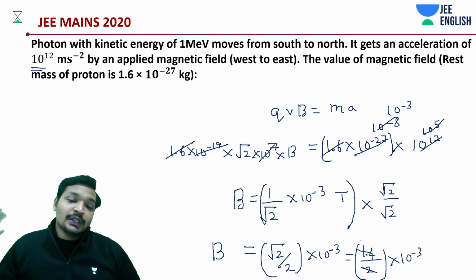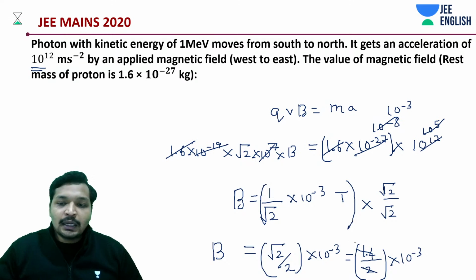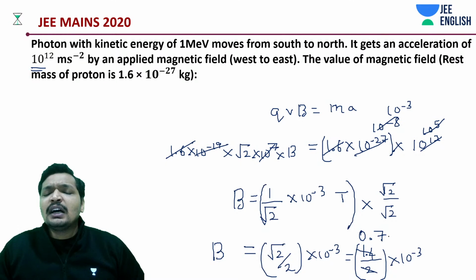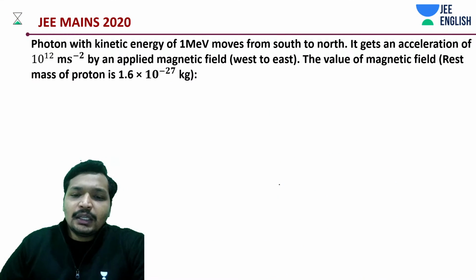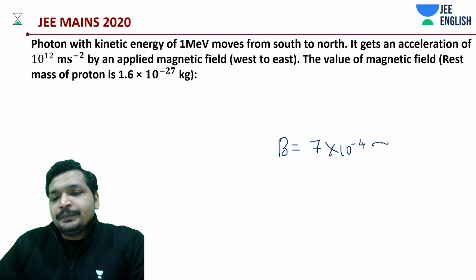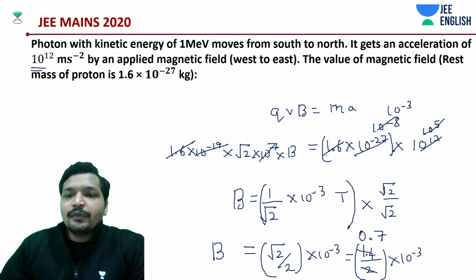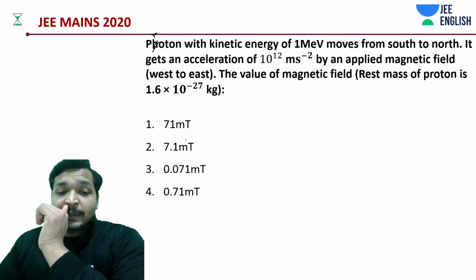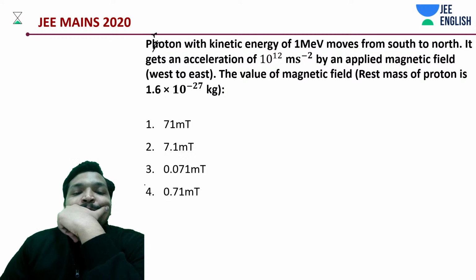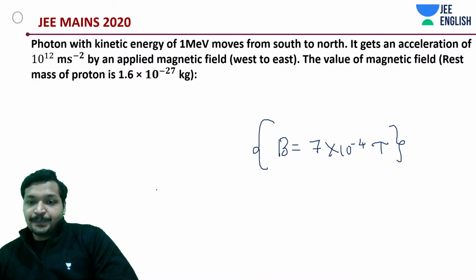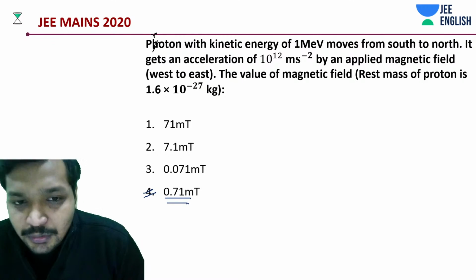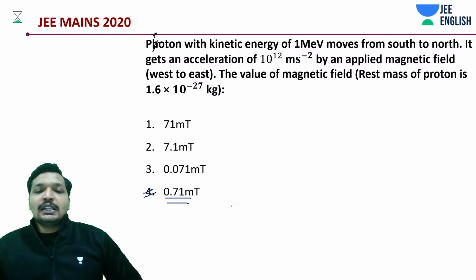This should be how much? Something like 0.7 into 10 to the power minus 3. So the field should be 7 into 10 to the power minus 4 Tesla. End of the story. Easy, simple. Milli Tesla is given to you. So we have 7 into 10 to the power minus 4, right? In milli Tesla, it's going to be 0.7 milli Tesla, like 0.71 milli Tesla. This value is very nearby, so that's the reason.